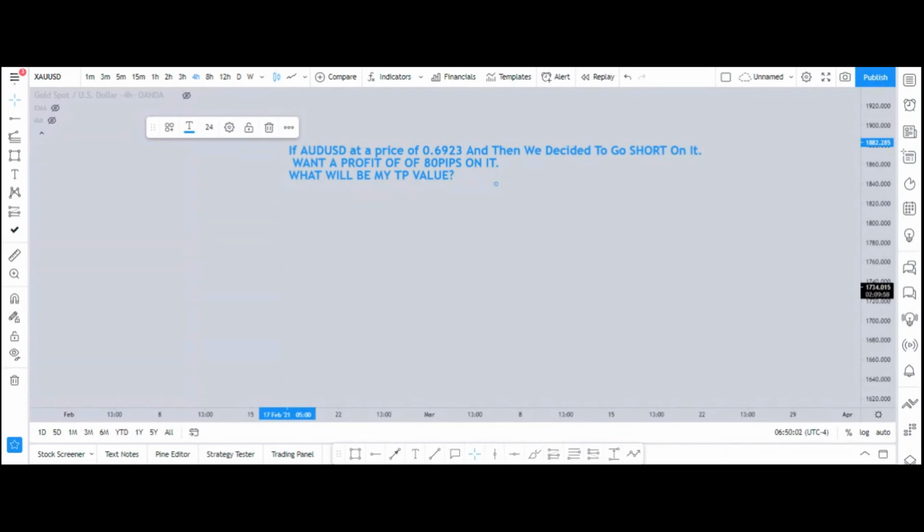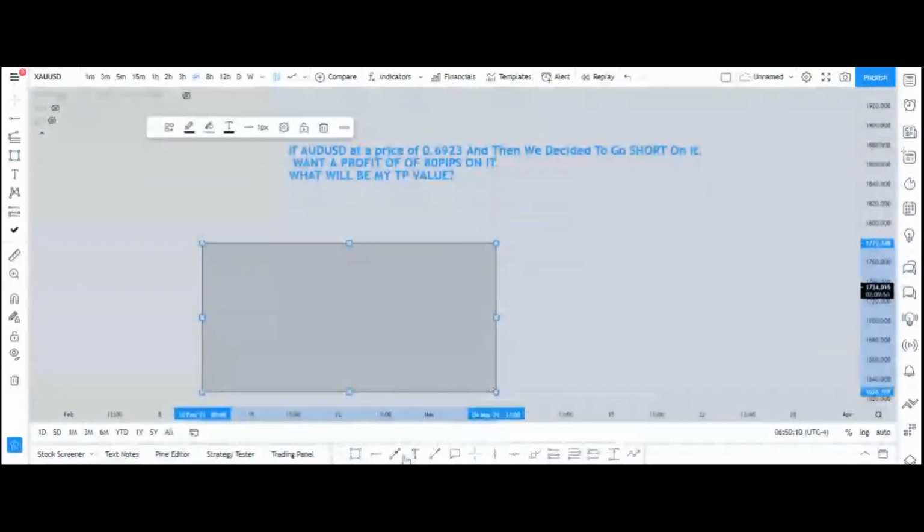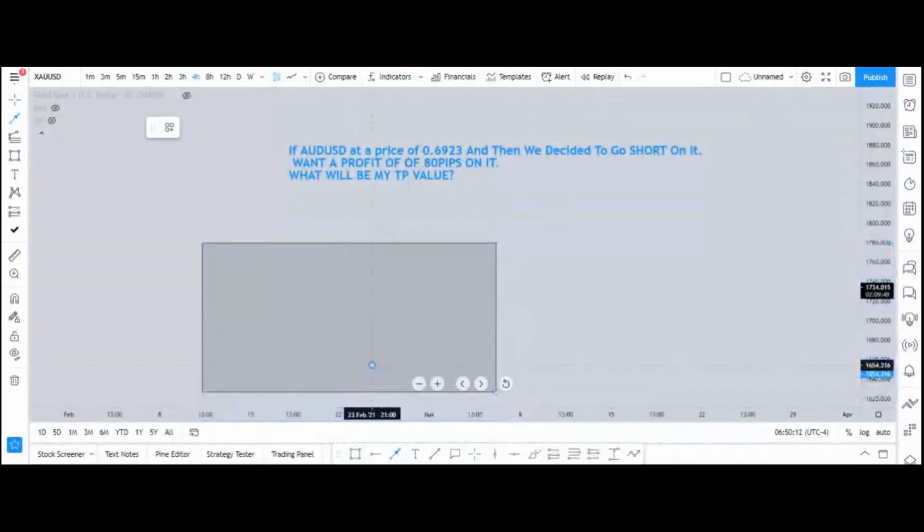Now, remember, in a buying scenario, let me use this box to explain. If we buy at this area, our take profit is always above. We bought low, so we are aiming at higher prices, right?